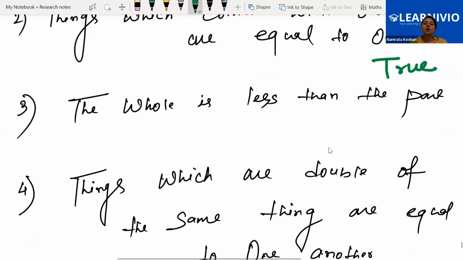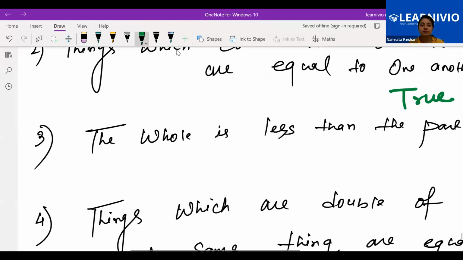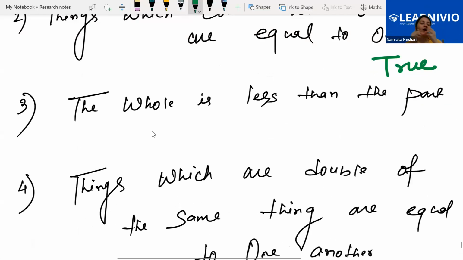Next one. The whole is less than a part. Vote for true, vote for false. False. Everyone, is it false? Yes, exactly. It is false. Whole is less than part? Whole pizza you are having, part of the pizza someone is having, are you having less than that person? No, it is false. Previous day we were talking about this.